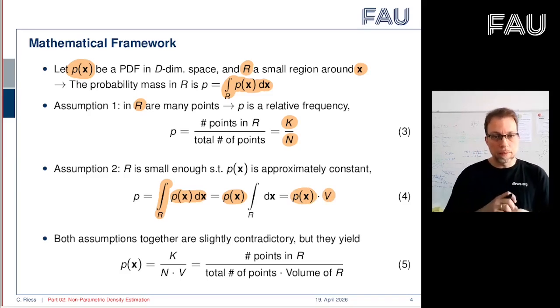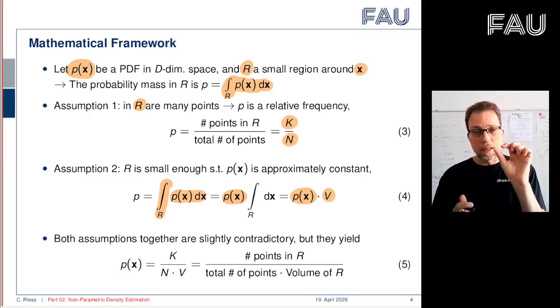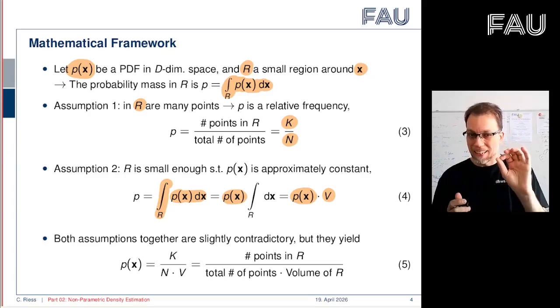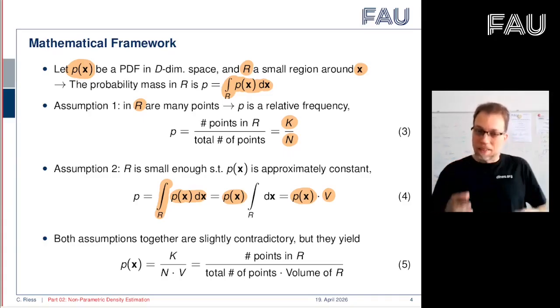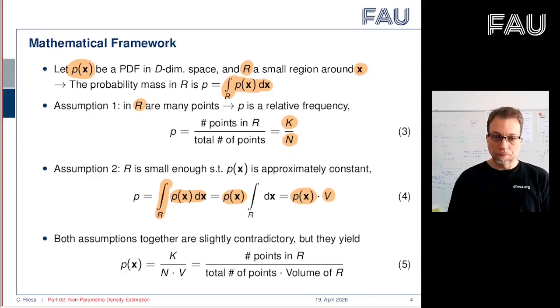So it's not really realistic that this space is super small and at the same time we have a lot of data in that space. So take this with a grain of salt, but let's just put it together in one equation. Then we can equate these two assumptions.